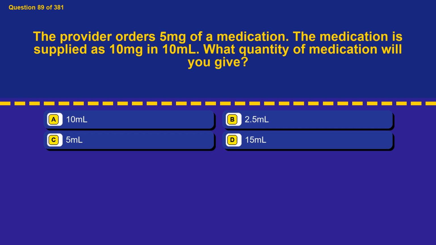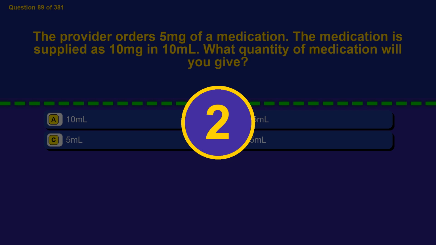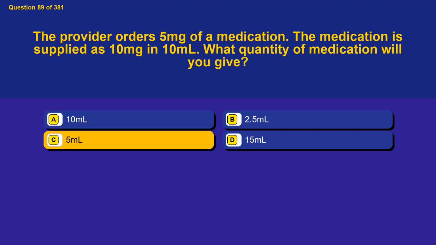Question 89. The provider orders 5 mg of a medication. The medication is supplied as 10 mg in 10 ml. What quantity of medication will you give? Option A, 10 ml. Option B, 2.5 ml. Option C, 5 ml. Option D, 15 ml. The correct answer is option C, 5 ml.